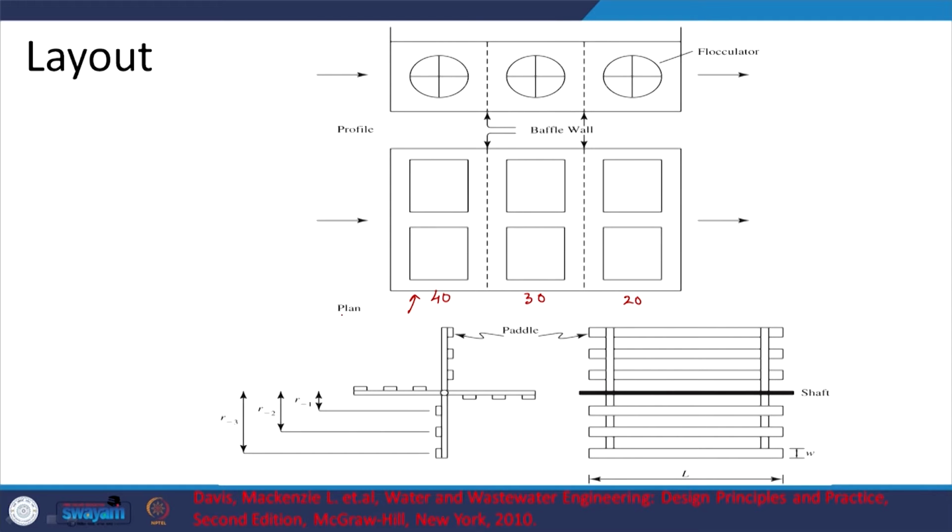This is the top view, obviously the plan. And from the side view, this is what it looks like. You have the paddle flocculators, and this figure, if you look at it, it's nothing but this, right? So what do we have out here? We have three paddles at different spacings and such.